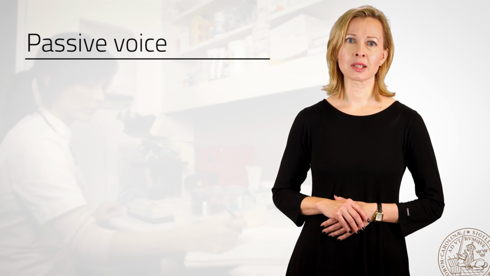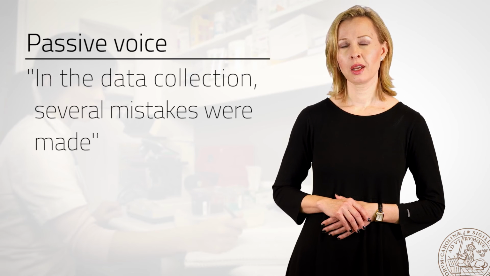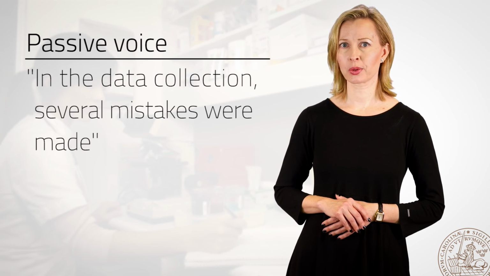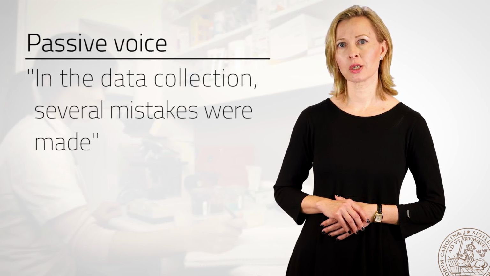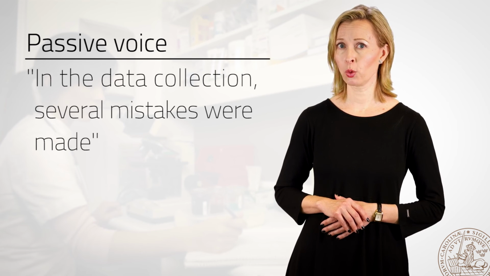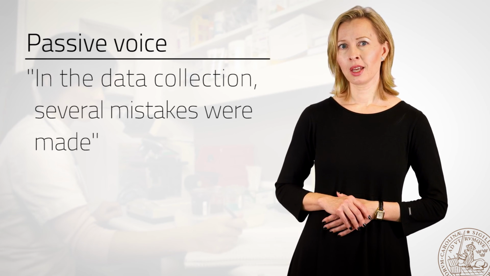And in a sentence like "in the data collection several mistakes were made," you may want to be vague on purpose because you don't want the reader to see right away that the agent actor is the same as you, the author, and that it was you who made all those mistakes. Using the passive voice is a good way to try and make this less clear without actually being dishonest.